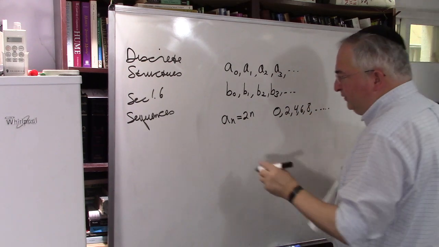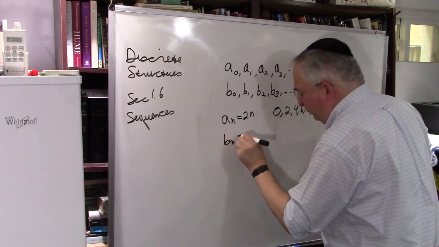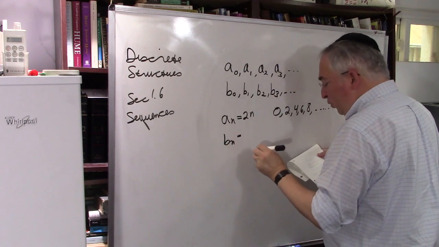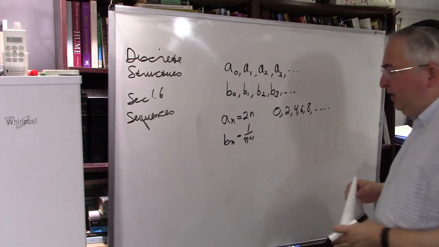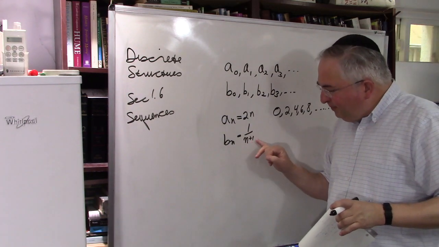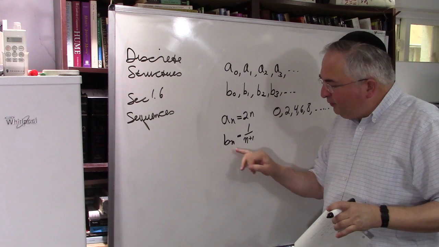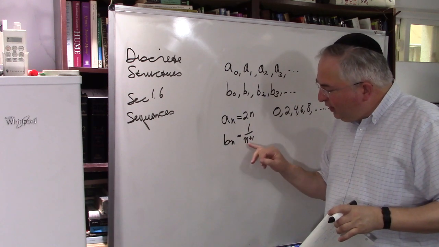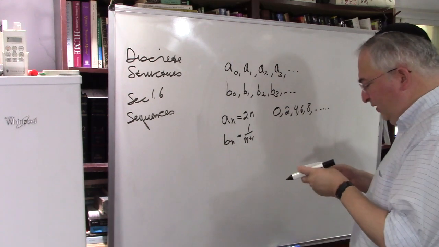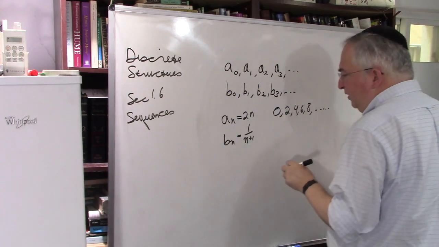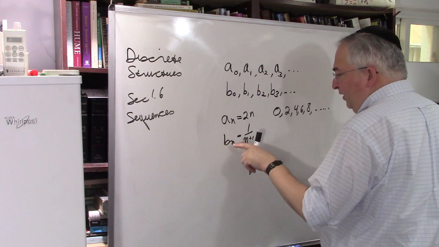Okay? Here's another one. B of n, which is equal to 1 over n plus 1. Okay, now I just have to say, you have to put that n plus 1, the plus 1, because otherwise you're going to have b of 0 is 1 over 0. 1 over 0, we don't divide by 0. Okay, so you need that plus 1.